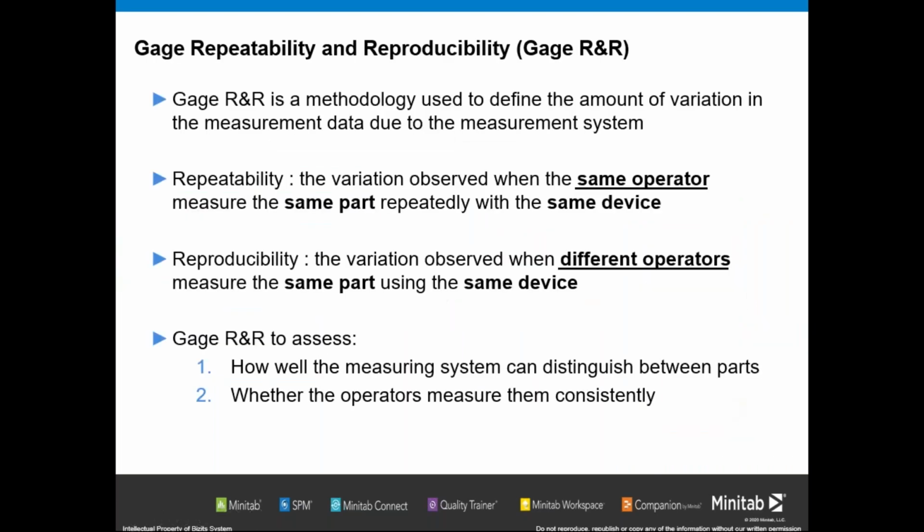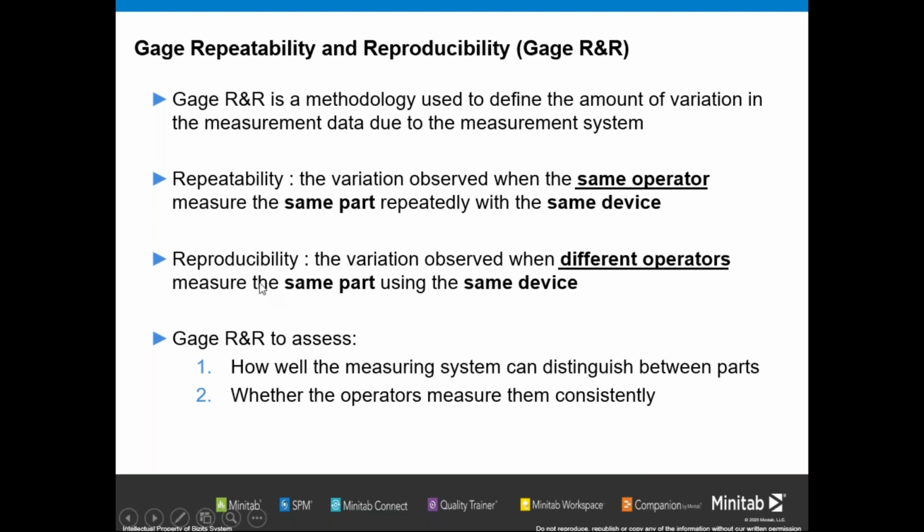So gauge repeatability and reproducibility is Gage R&R, and I will just use the acronym Gage R&R. Gage R&R is a methodology used to define the amount of variation in the measurement data due to the measurement system. Recall that the measurement system includes the gauge, personnel or workers, and method or procedure. Repeatability is the variation observed when the same operator measures the same part repeatedly with the same device. We have three factors here: operator, part, and device. All are the same person, the same part, the same device, and that is what we study as repeatability.